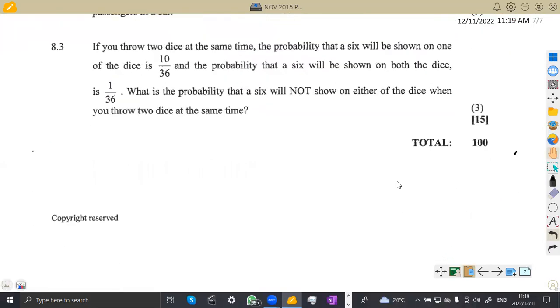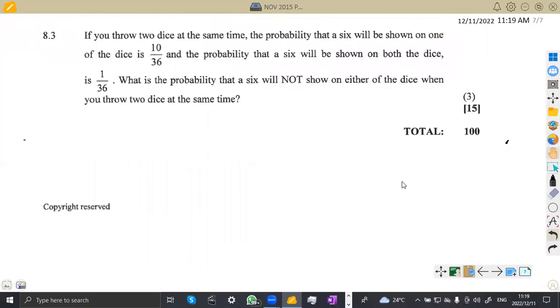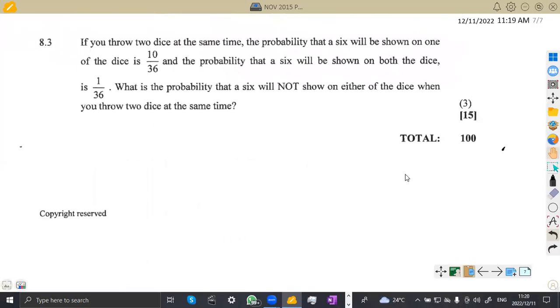Okay, on 8.3, if you throw a dice at the same time, the probability that a 6 will be shown in one of the dice is 10 over 36, and the probability that 6 will be shown on both the dice is 1 over 36. What is the probability that 6 will not show on either of the dice when you throw 2 dice at the same time?